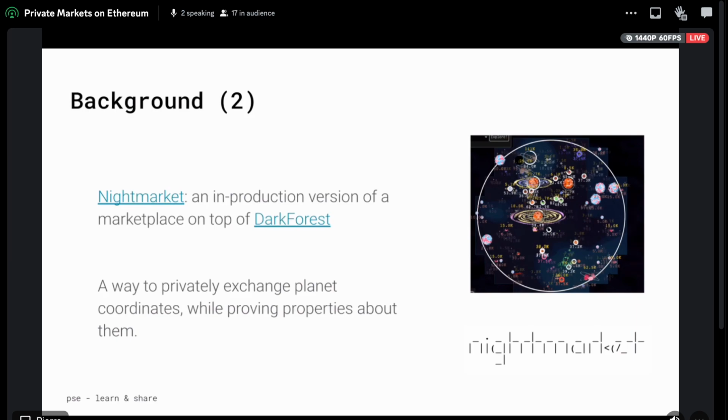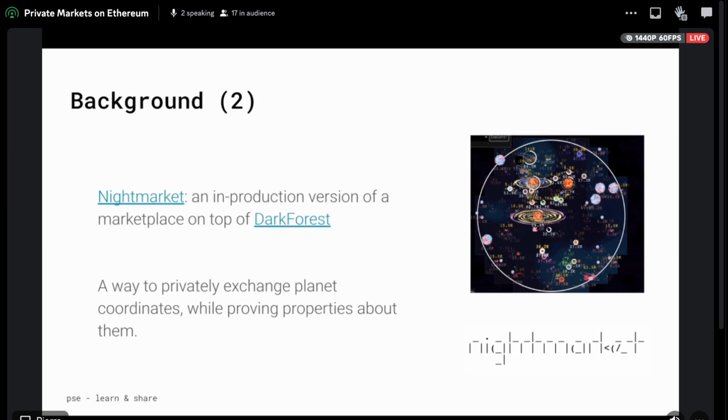But someone called 0xPARC came along and was like, okay, let's build actually a market for dark forest planets. And so we built what we called a night market. So dark forest is like an on-chain game where you can sell planets, conquer planets. And what we did was some kind of trustless market where you can sell the planets that you have conquered, because the planets that you are actually conquering in that game have like specific abilities or characteristics.